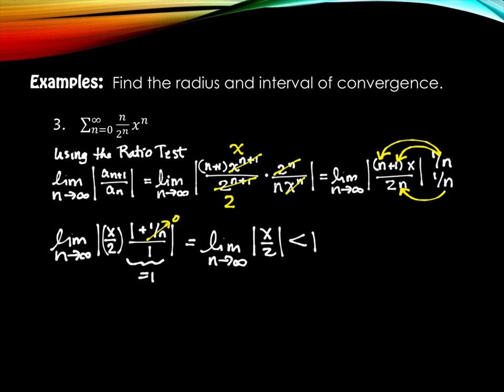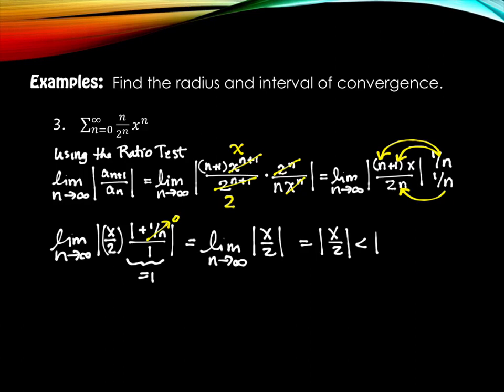So whatever this is, by the way, this is just x over 2, sorry. I don't have any n's anymore, so as n goes to infinity, this really just is the absolute value of x over 2. So I have x over 2 less than 1. That's when this is going to converge. I just need to solve the absolute value of x over 2 is less than 1 to figure out what that means. So we're going to take that and we're going to solve it.